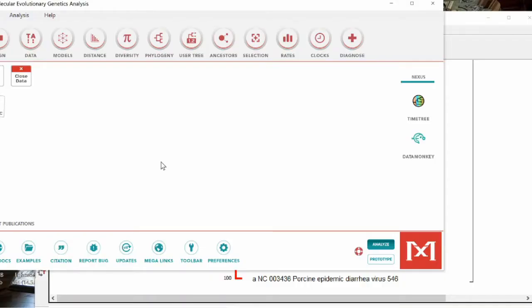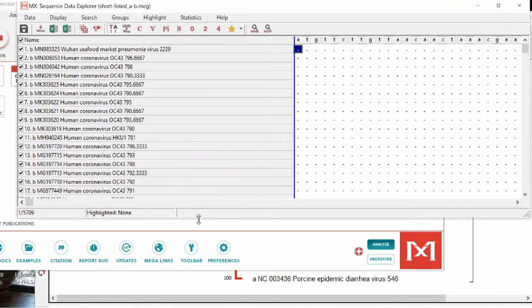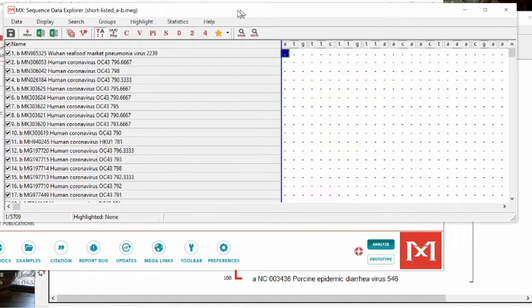Alright, after loading my S protein encoded RNA of 270 clusters plus 22 alpha coronaviruses, we obtain an alignment and load it into MEGA. So we obtain the following data set.